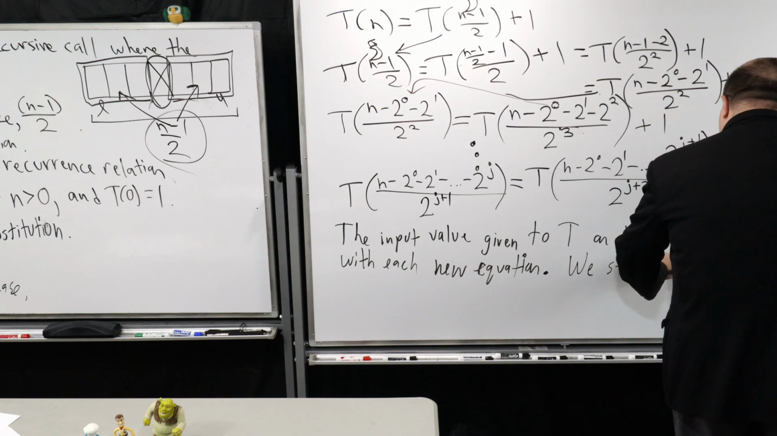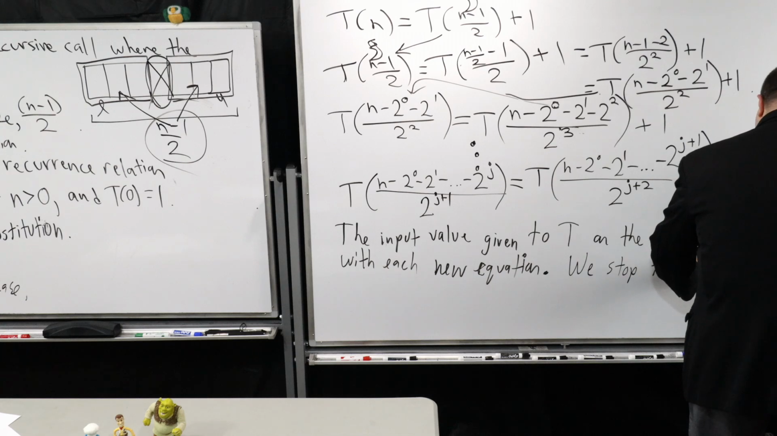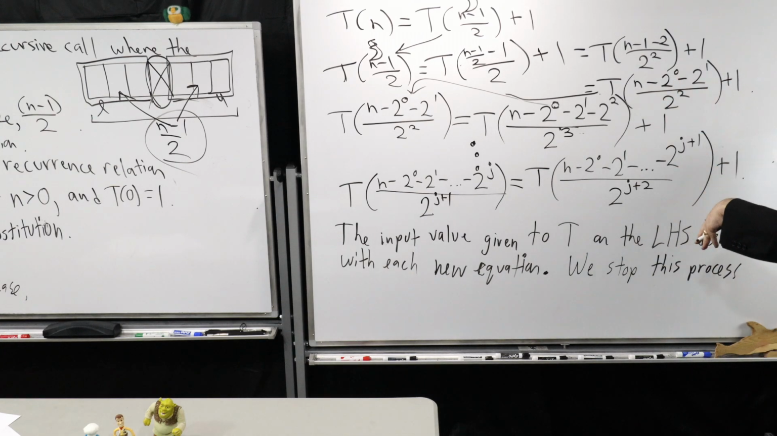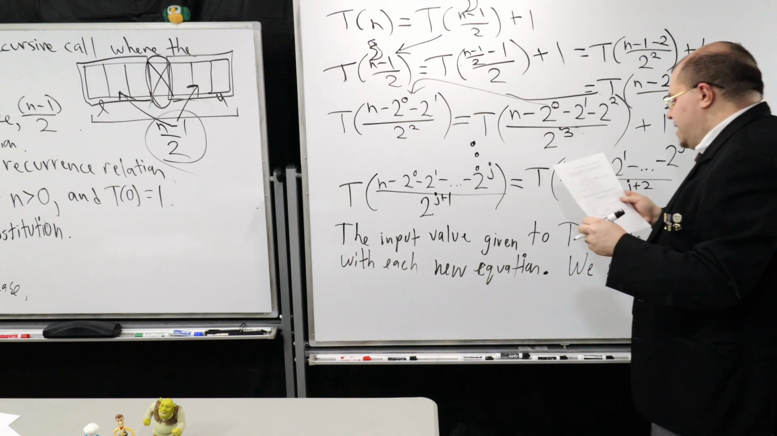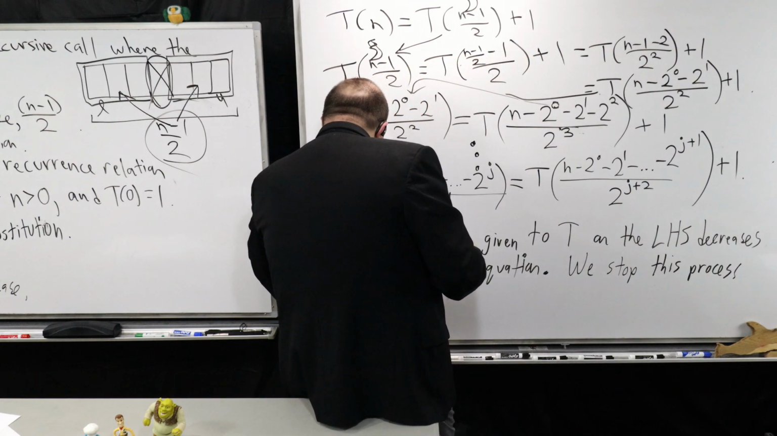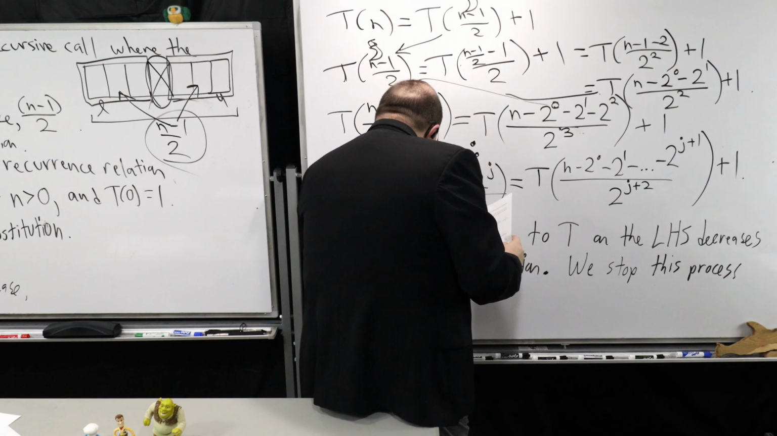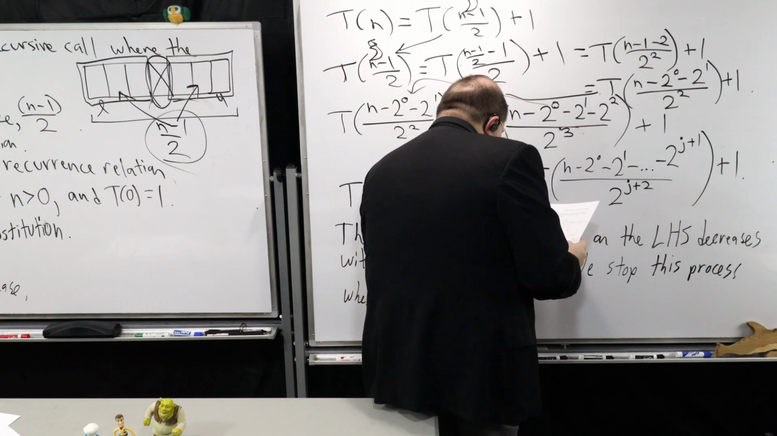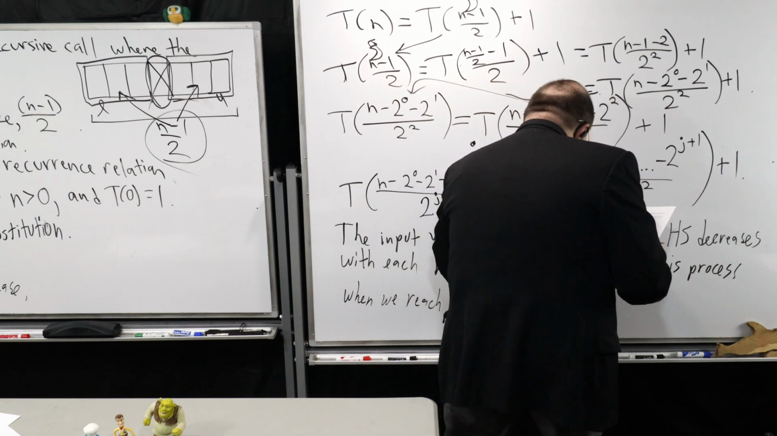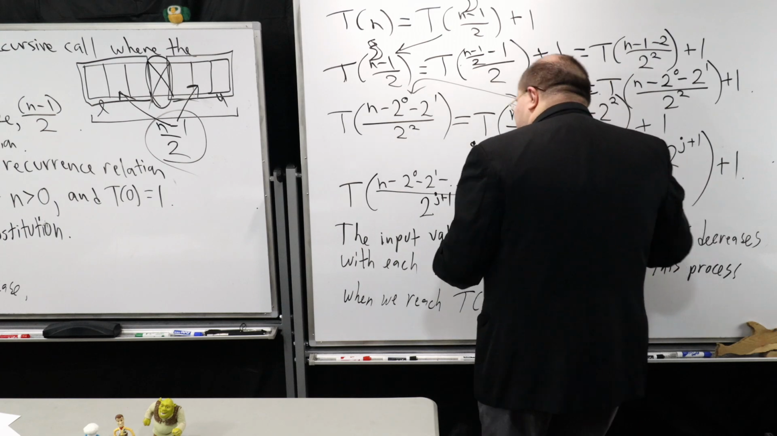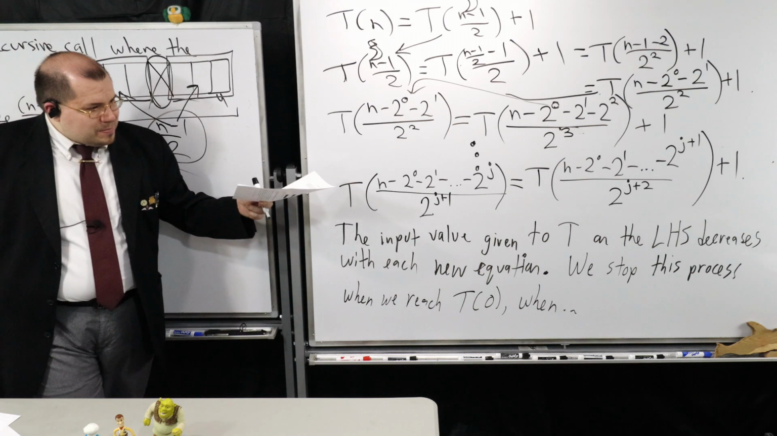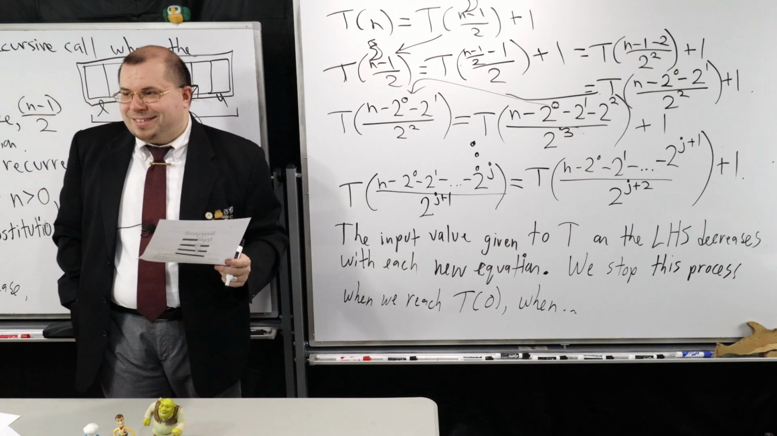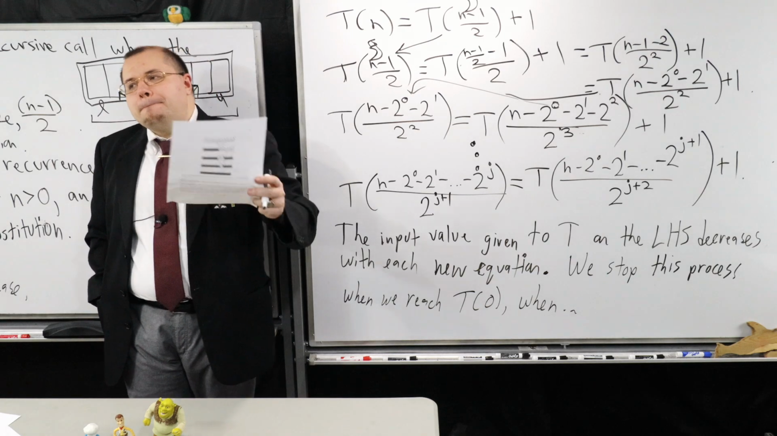We stop this process, as in keep rewriting all these equations out, until the input of this is equal to 0. This process stops when we reach T of 0. Now let me tell you exactly when that is. So I have an idea of this pattern here. So let me write out when exactly this is going to occur. So let's head over here.